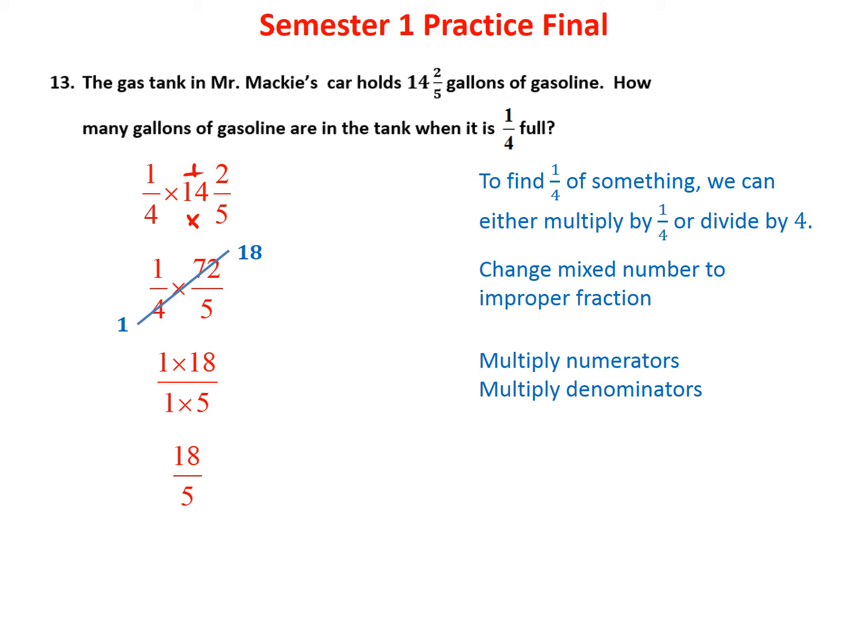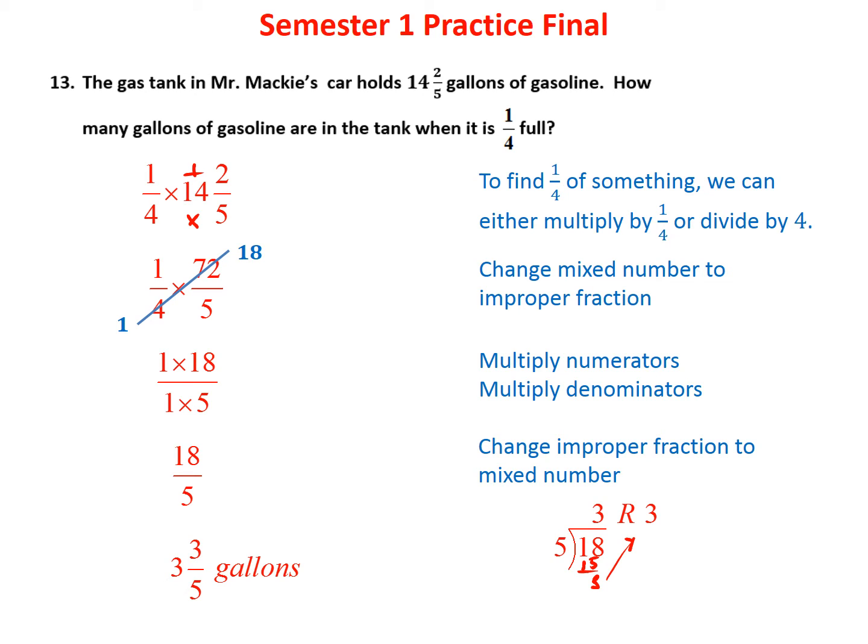Well, let's change that back to a mixed number. So we change that, and 5 goes into 18 3 times, and then 3 times 5 will be 15. And you see you'd have a remainder of 3. So that means our answer is actually 3, with a remainder of 3/5 gallons. And that's the answer, 3 3/5 gallons.